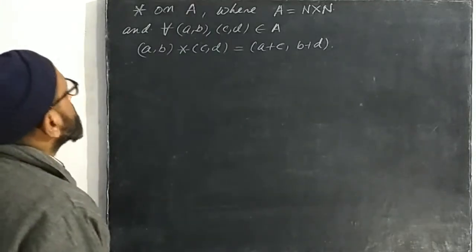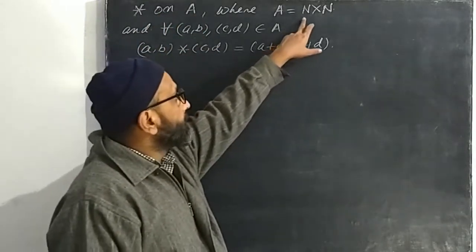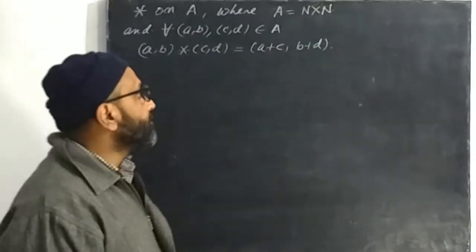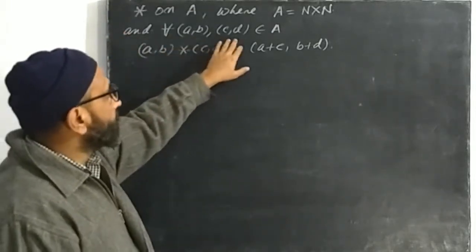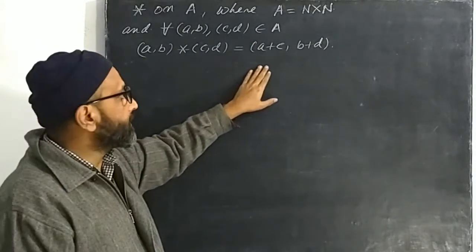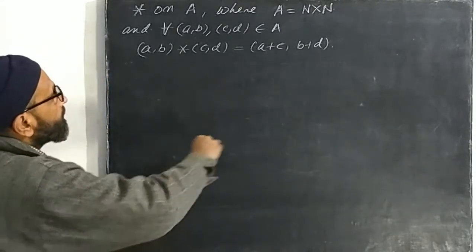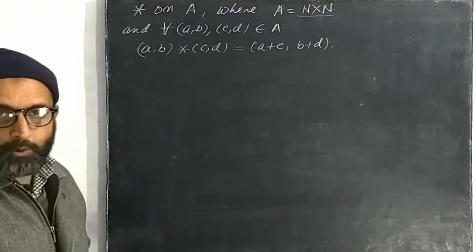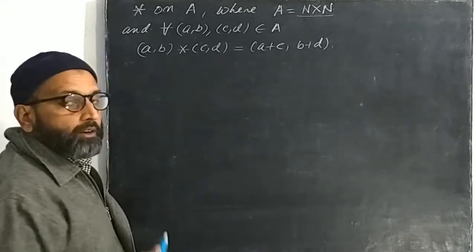Next one is the operation star defined on A, where A is the Cartesian product of the set N, that is the set of natural numbers, N cross N, and for all (a, b), (c, d) belonging to A, (a, b) star (c, d) is equal to (a plus c, b plus d). That means, because the set on which star is defined is a Cartesian product of two sets, every element of this set must be an ordered pair.